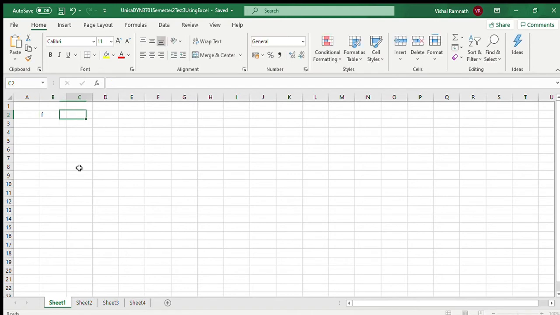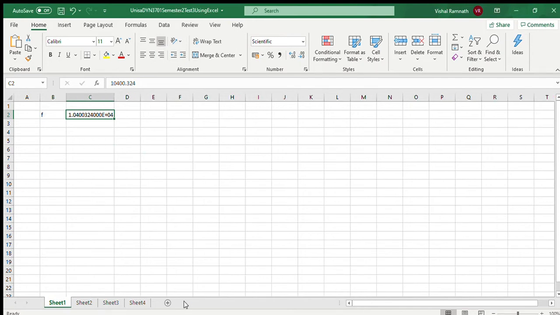We enter in a value for the flexural rigidity. In this case, it is 1.0400324 exponent 4. I click on it with the mouse. I right-click on it. I say Format Cells. And then in scientific, I then put in, let's say, 10 decimal places.